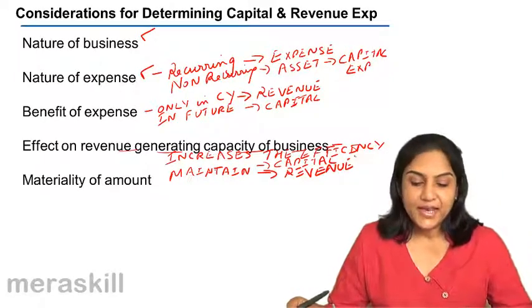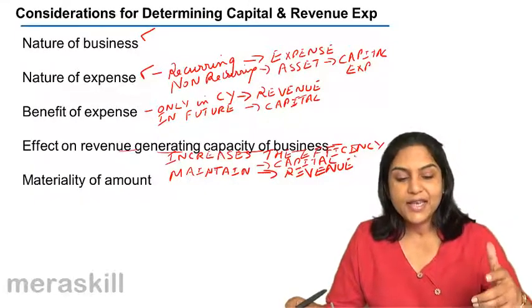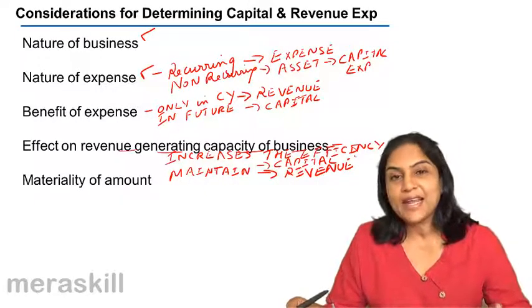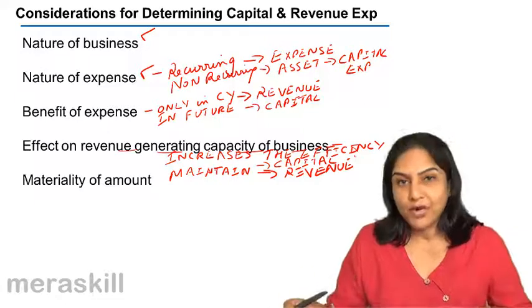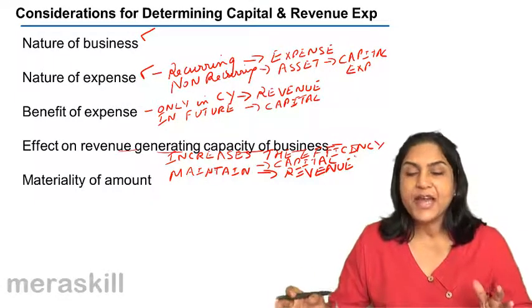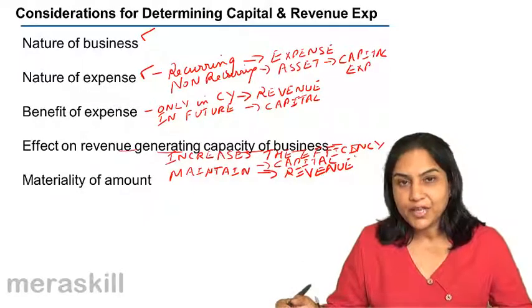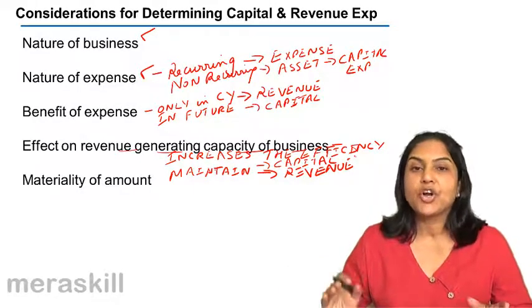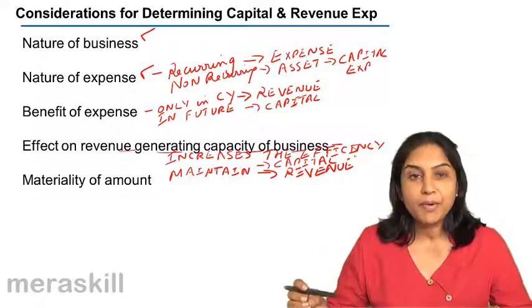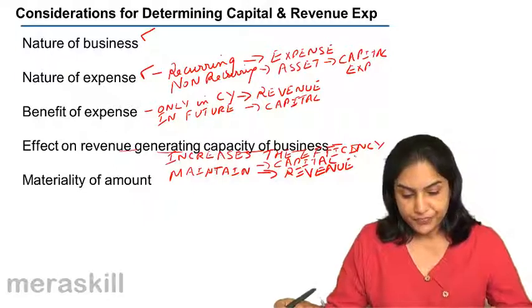Next, materiality of an item. Now, having said this, very often the materiality, the amount involved actually counts. Very heavy expenditure is normally treated as a capital expenditure, and expenditures which are of very small amounts, not very material, may be treated as revenue.